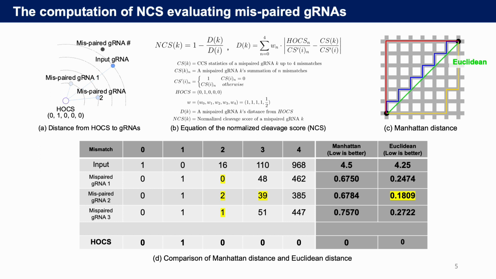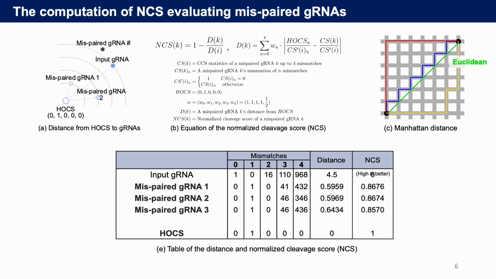This table shows why we do not use ascending sort and Euclidean distance. Ascending sort does not reflect the decrease in the three-mismatch cleavage sites of the second mispaired guide RNA. When we use a Euclidean distance, the second mispaired guide RNA is overestimated compared to the other mispaired guide RNAs. So instead, we use the Manhattan distance to compensate for these two methods' shortcomings.